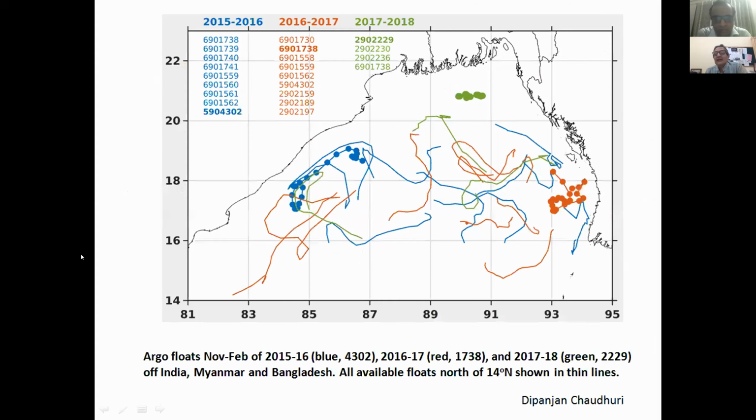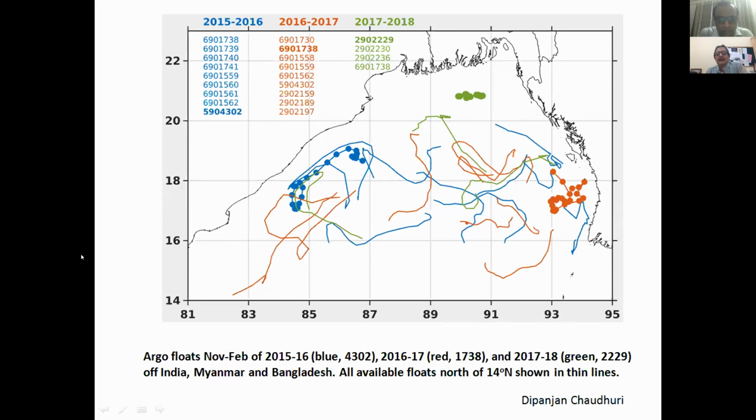Next slide, Mani. Yeah. So this is what Dipanjan did. He has made this diagram based on all the available Argo floats in 3 different winters, November to February, of the 2015-16 winter, the next year and the next year. The first year tracks are all in blue. The second winter tracks are all in red, and the third winter tracks are all in green.